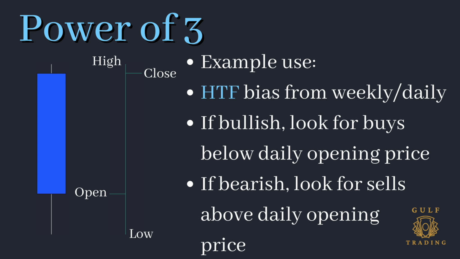And so one way you can use this is by considering a daily candle, and then you can either look for longs below the daily open if your bias is bullish, or you can look for shorts above the daily open if your bias is bearish. So that's something that ICT teaches, using daily open price and then looking for longs below it or shorts above it, depending on your bias as always.